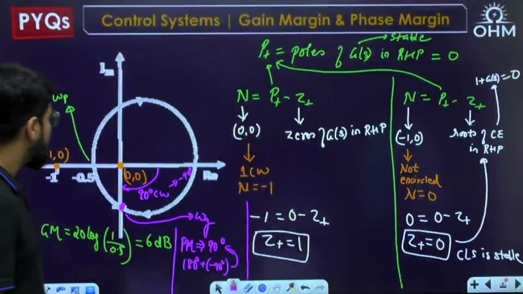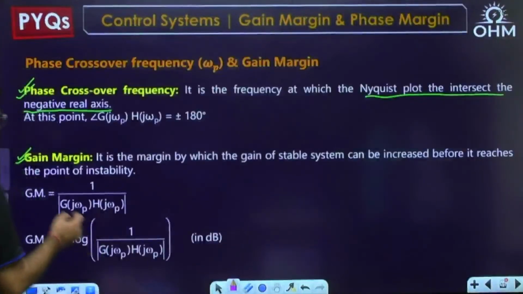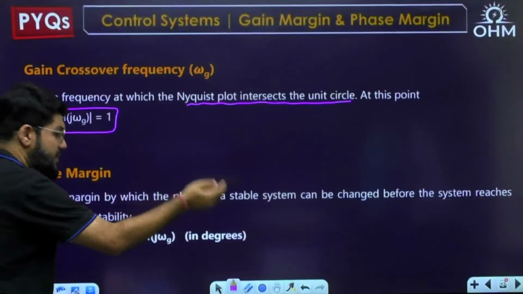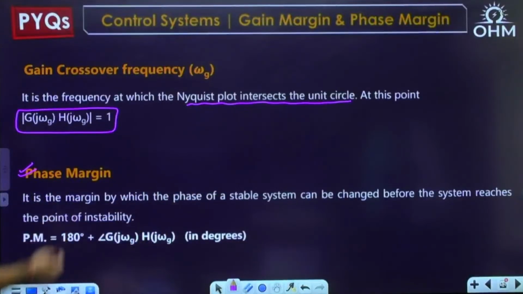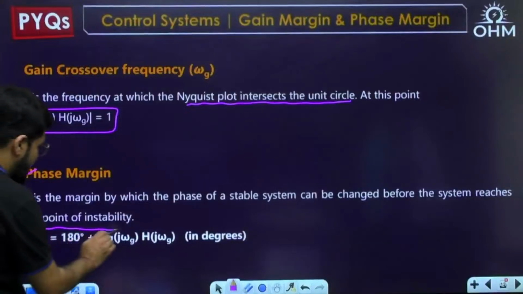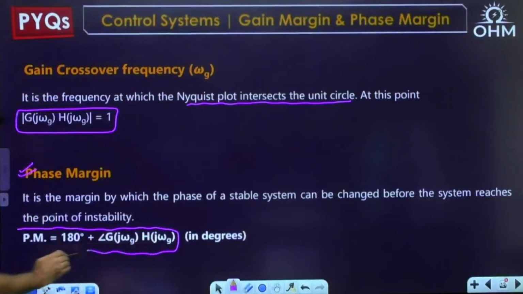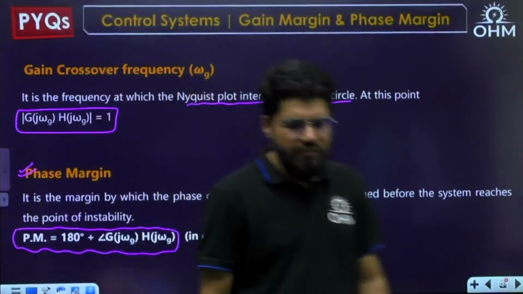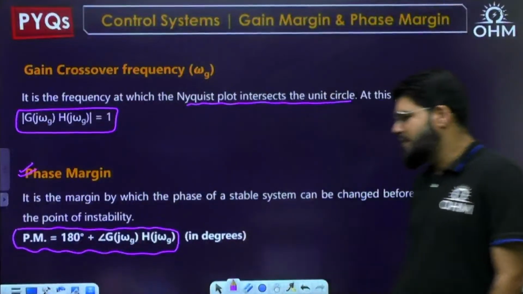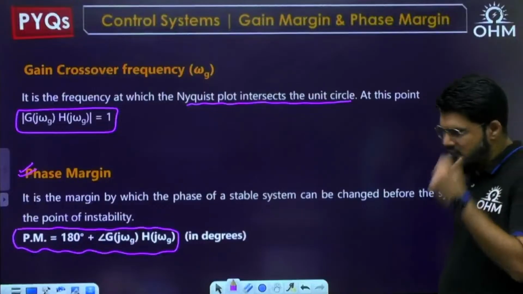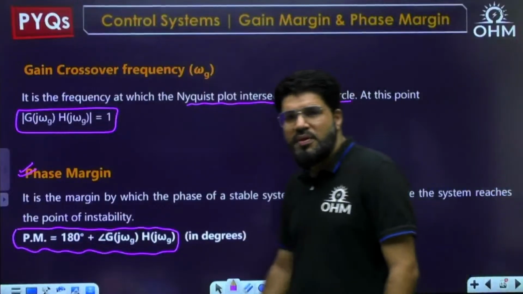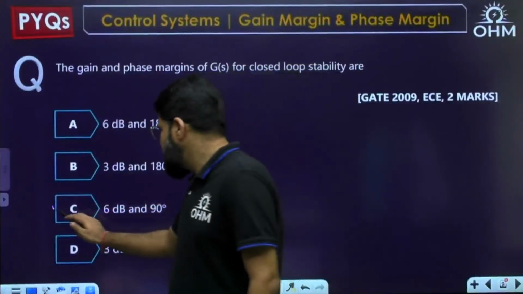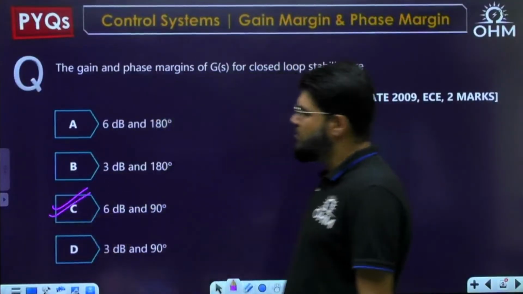So what is the formula for phase margin? Phase margin is the margin by which the phase of a stable system can be changed before the system reaches the point of instability. It is given by the formula, as I explained, 180 degrees plus angle G(j omega g), at j omega g, and the standard unit of phase margin is degrees. For the previous question, it is 90 degrees. So 6 dB was the gain margin, 90 degrees the phase margin, option C.